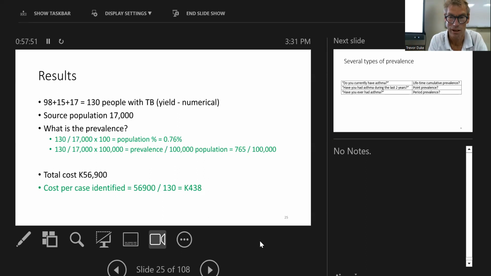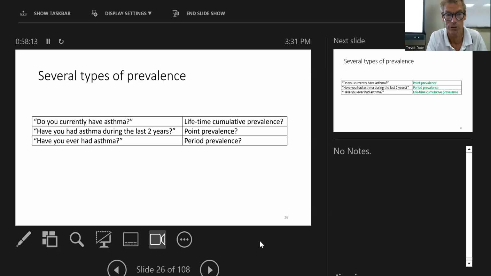So there you go. That's active case finding of TB, and it's an example of the value of understanding population-based prevalence and not just being satisfied with hospital-based incidence. Sometimes hospital-based incidence is right for some diseases, but not for TB and other chronic diseases.